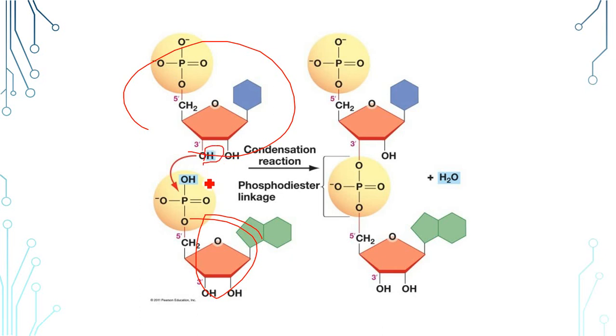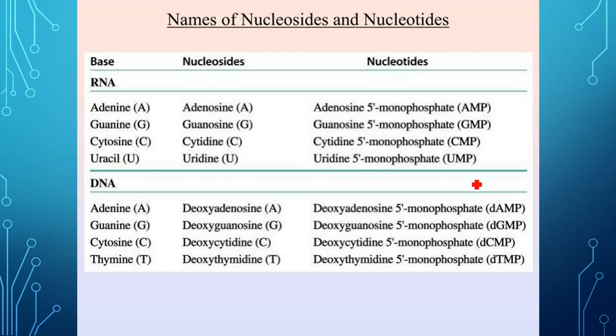From the third carbon position of the pentose sugar of one nucleotide, it takes one hydrogen atom, and from the phosphate molecule it takes one hydroxyl group, and removal of one molecule of water takes place, forming a bond which is called a phosphodiester bond.